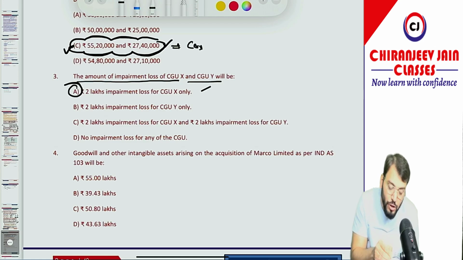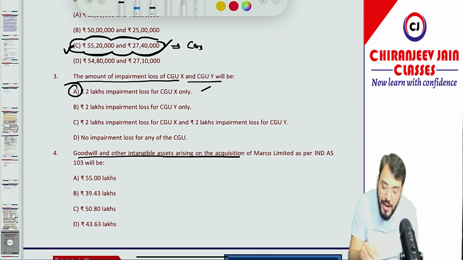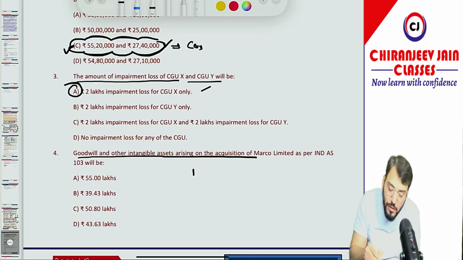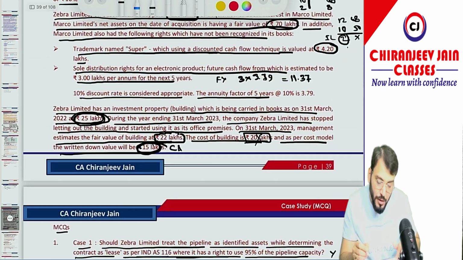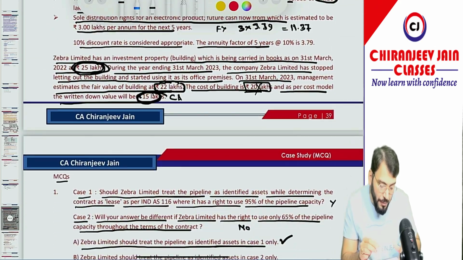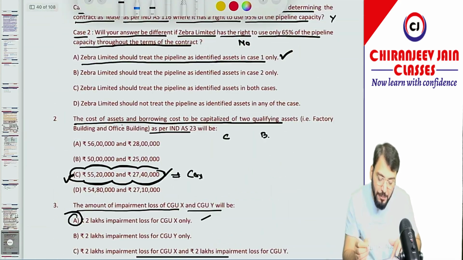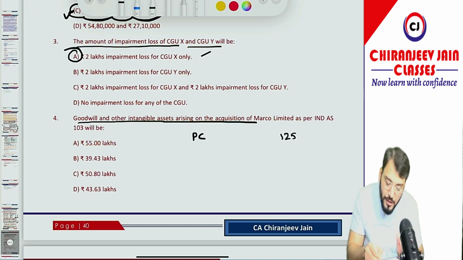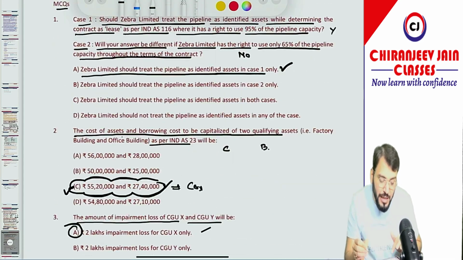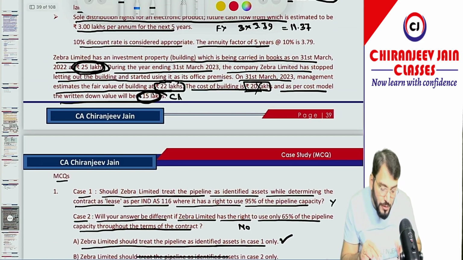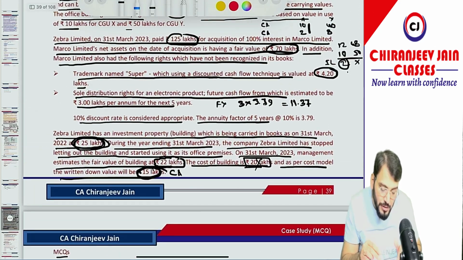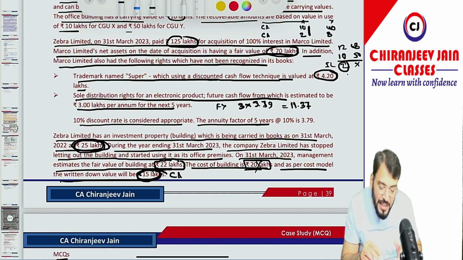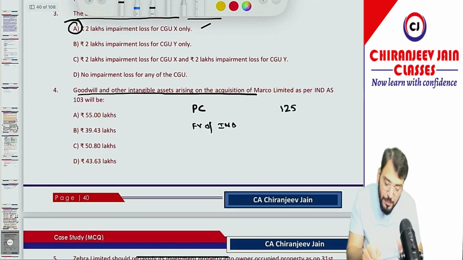Got this point? Goodwill and other intangible asset arising on the acquisition. So they have asked goodwill and other intangible asset. So PC was how much? They have acquired at 125 lakh. So PC was 125 lakh. They will deduct the fair value of identifiable net assets. They have given the net asset is 70 lakh. So 70 lakh will be added.